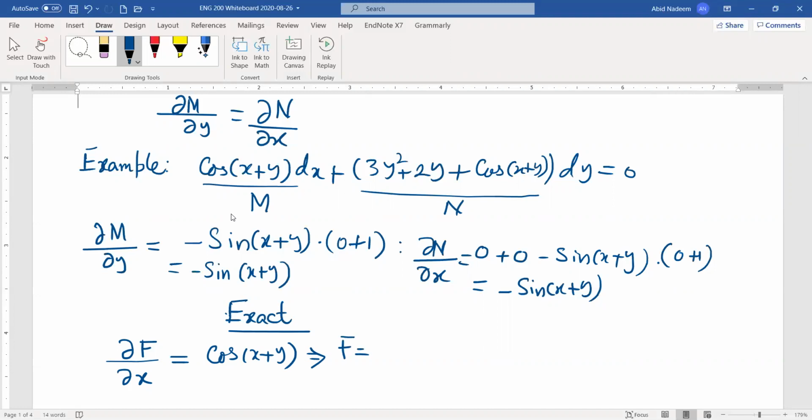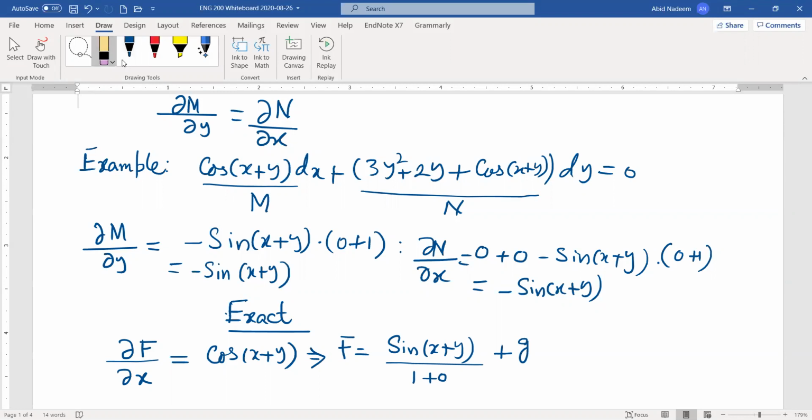The integration of cosine is sine of (x plus y). From the chain rule, for x the derivative of (x plus y) is 1, and for y it is 0. And then there will be a constant.